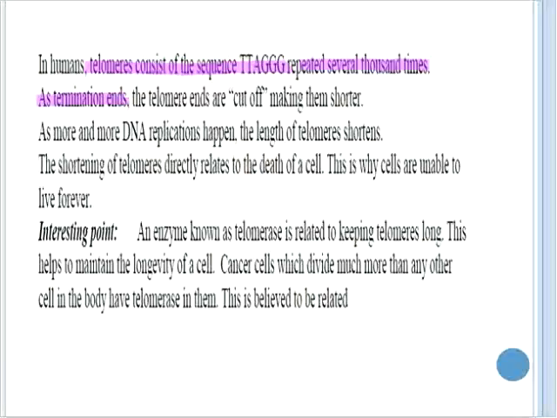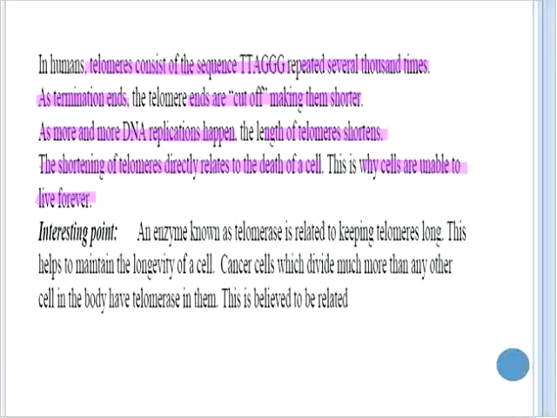As termination ends, the telomere ends are cut off, which makes them slightly shorter. As more and more DNA replications happen, the length of telomeres shortens, and the shortening of the telomeres directly relates to the death of the cell. As a result, cells and organisms are unable to live forever.